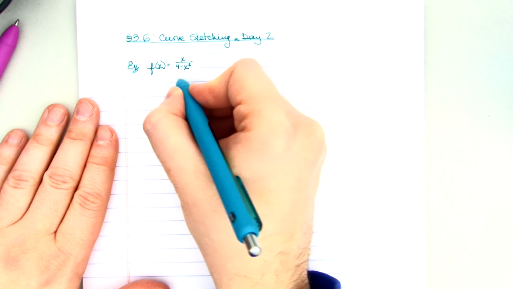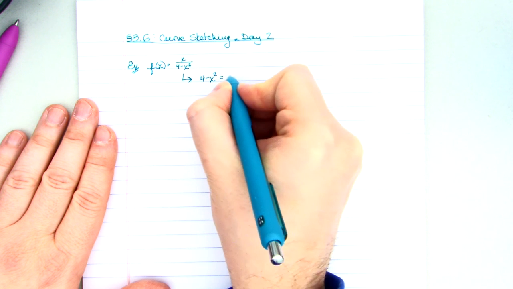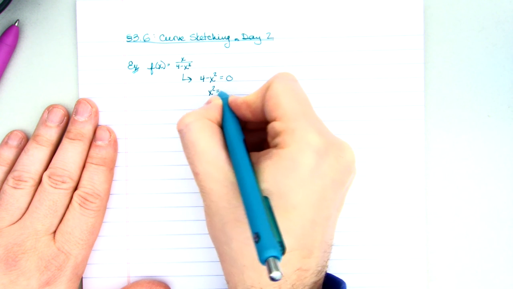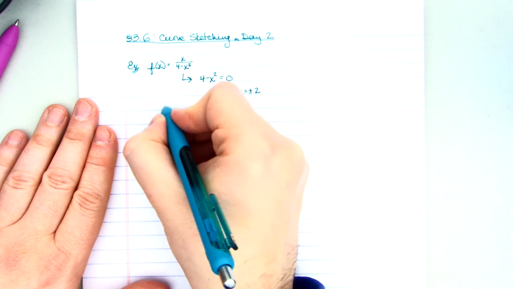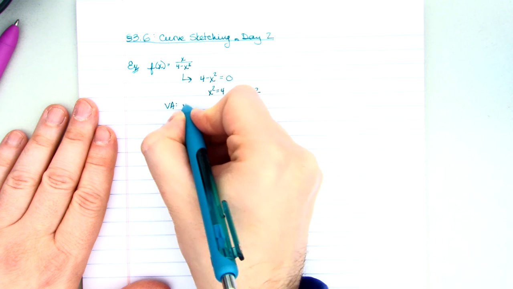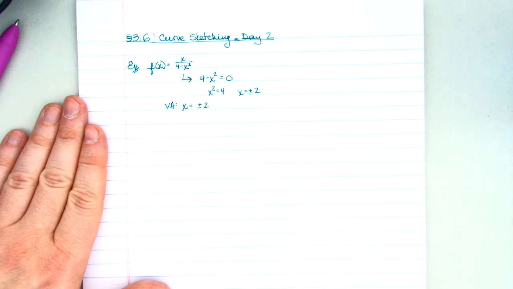Well, vertical asymptotes occur from setting the denominator equal to 0. 4 minus x squared equals 0, x squared equals 4, x equals plus or minus square root of 4, plus or minus 2. We have two vertical asymptotes at 2, and at negative 2.